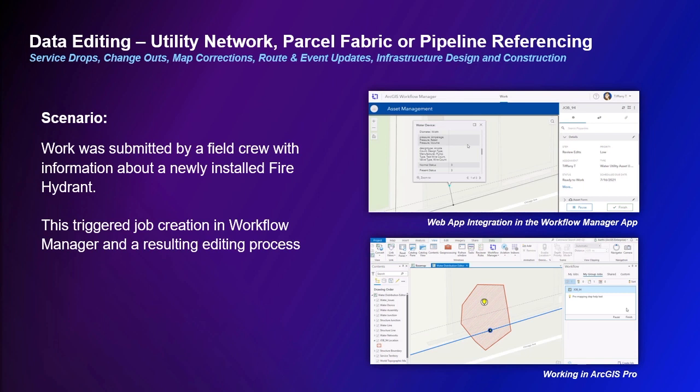In this scenario that Arthi will present, we're going to ingest a newly installed fire hydrant using ArcGIS Pro and QC it on the web. And all this was triggered by a webhook in Survey 123 that was used by the field crew. And that's right, we can now handle Survey 123 webhooks automatically within Workflow Manager. With that, I will turn it over to Arthi. Arthi?